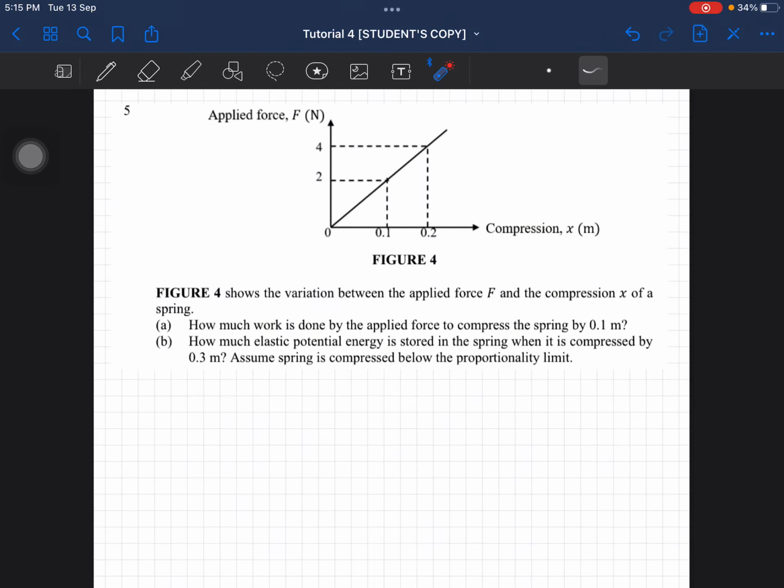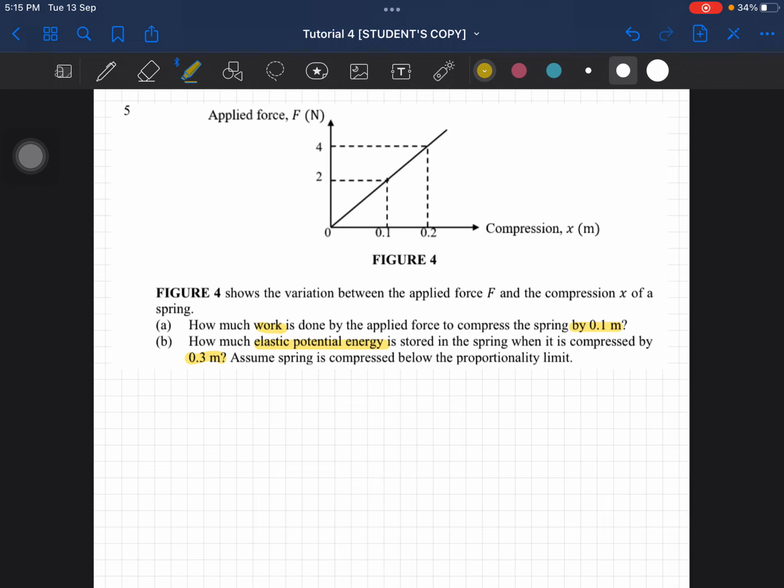Okay, question 5. The graph is showing the variation between the applied force and the compression of a spring. So the question asks how much work is done by the applied force to compress the spring by 0.1 meter, and then the elastic potential energy stored in the spring when it is compressed by 0.3 meter, assuming the spring is compressed below the proportional limit.